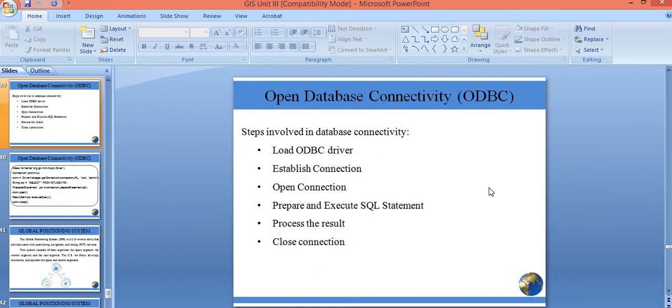Now, if you want your program or your application to interact with the database system, you have to follow certain steps. What are the steps? First, you have to load the ODBC driver. Then you have to establish a connection. Then you have to open the connection. After opening the connection, you have to prepare and execute the SQL statement, whatever you want to execute.